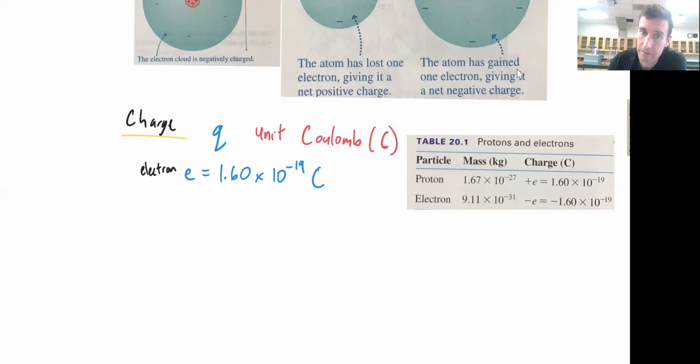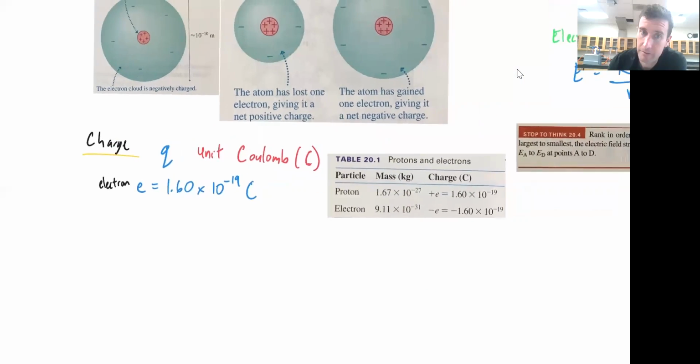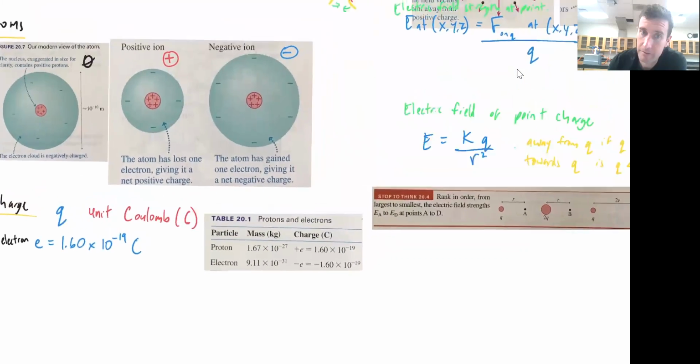So the charge there is listed in this table, and then the mass is also listed. You can see that we're looking at very, very, very small quantities. The mass of a proton, 1.67 times 10 to the negative 27th kilograms. The charge, 1.6 times 10 to the negative 19th. So these are 0.00000000000000, et cetera. Very small. All right.